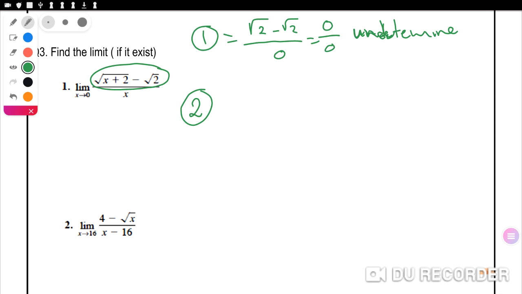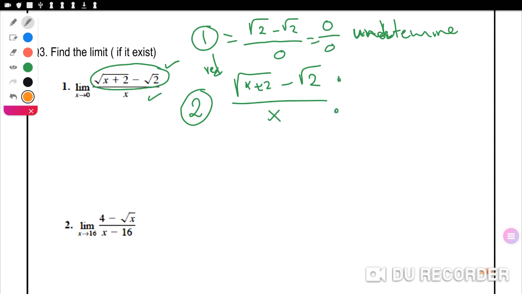Okay, I multiply both numerator and denominator by the conjugate of the expression in which we have the variable. Which one here? The numerator. I will use square root x plus 2 minus square root 2 to redefine the function, over x. Multiply both numerator and denominator by what? The conjugate of the expression in the numerator.